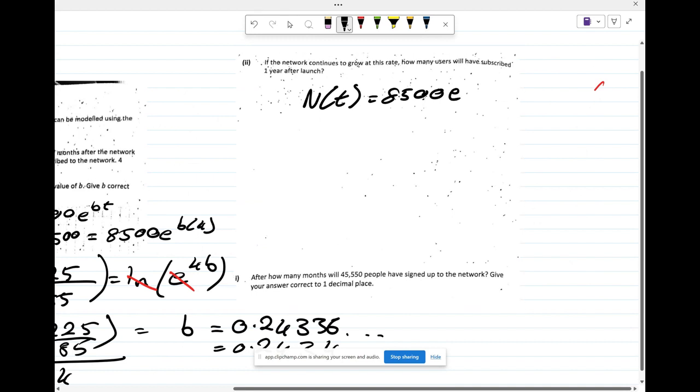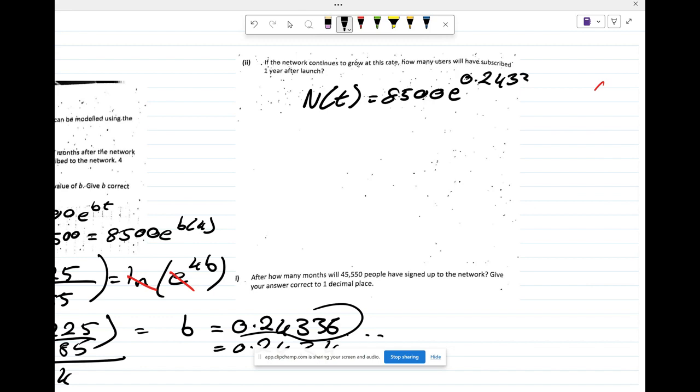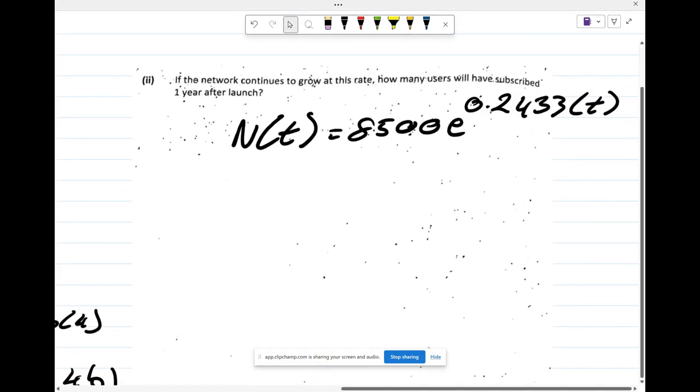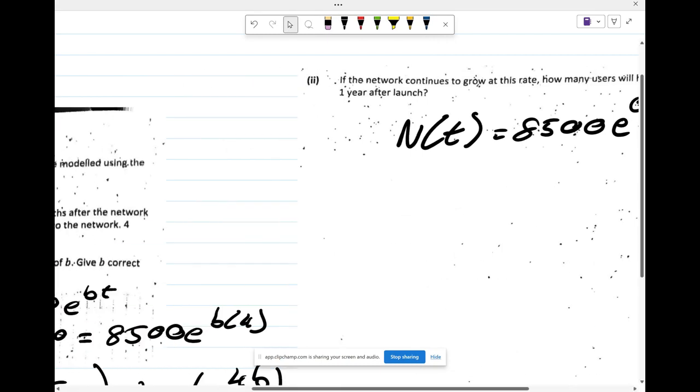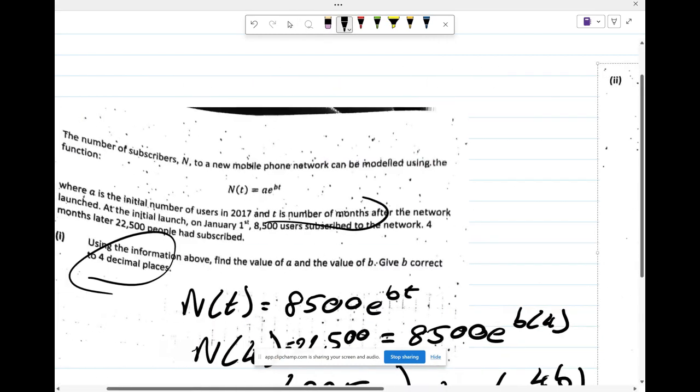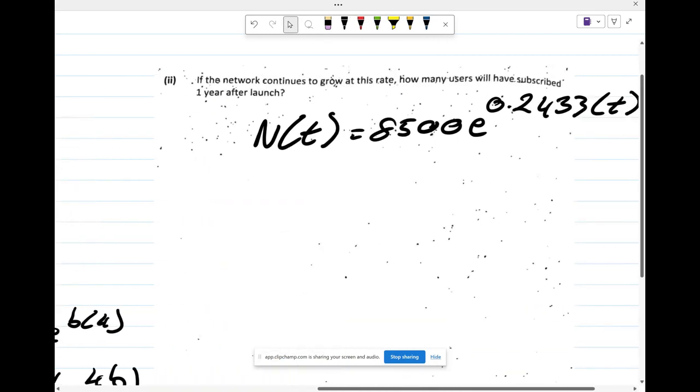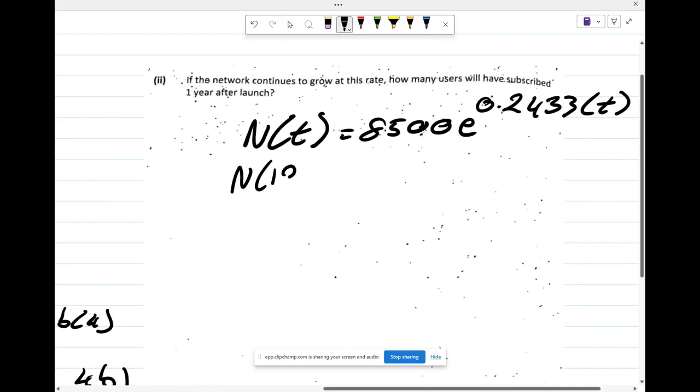E to the power of, and B here was 0.2433, and that's multiplied by T. Okay, and so we want to know how many users will be subscribed. So what is the output 1 year after launch, when T is not 1, because T is number of months, when T is 12. So N, what is the output when T is 12?